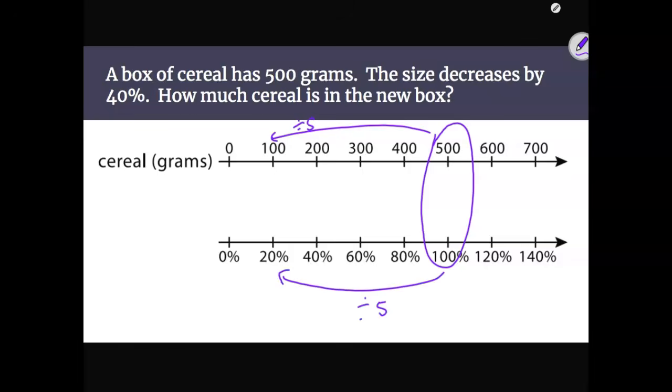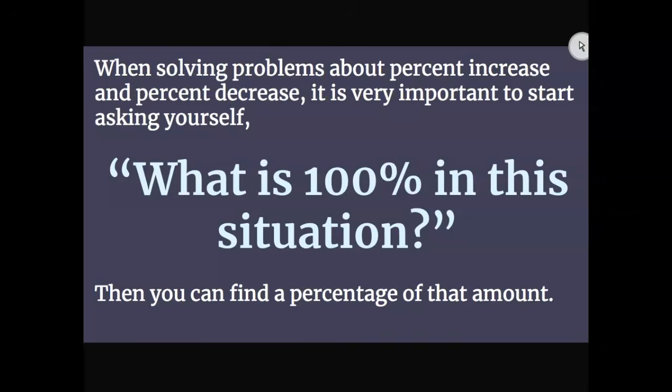If the size decreases by 40%, notice we're starting at 100%, we decrease 20%, another 20%, we go down to 60%. So 60% is a decrease of 40%. Therefore, there are 300 grams of cereal in the new box. All right, when you're solving problems about percent increase and percent decrease, it's very, very important to start asking yourself, what is 100% in this situation? Because then you can find a percentage of that amount.